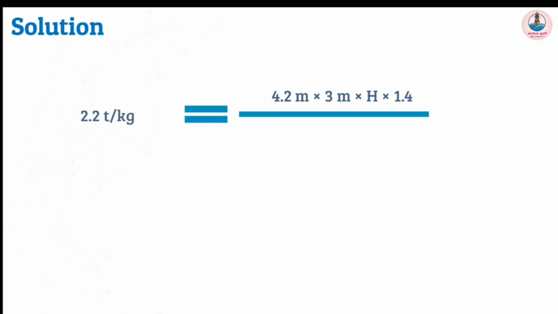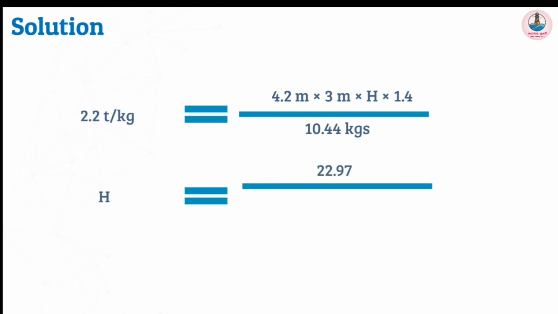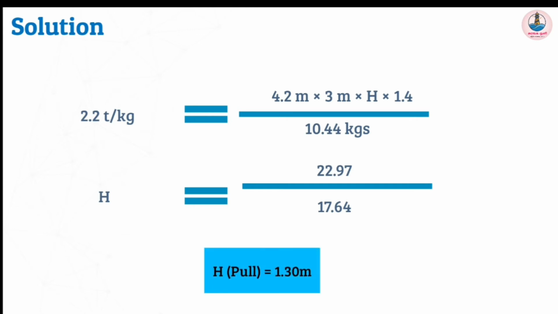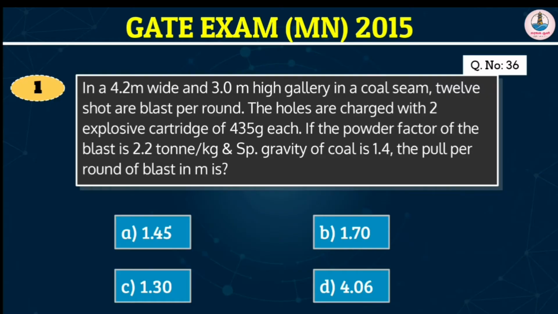So, the powder factor, which is 2.2 tons per kg, is equal to 4.2 into 3 into height that we have to find into 1.4 divided by 10.44 kg. If we solve this, in numerator we are getting 22.7 and in denominator we are getting 17.64. So, the height or pull that we are getting using this blast is 1.30 meter. So clearly we can see that option C, 1.30 meter, is the correct answer.